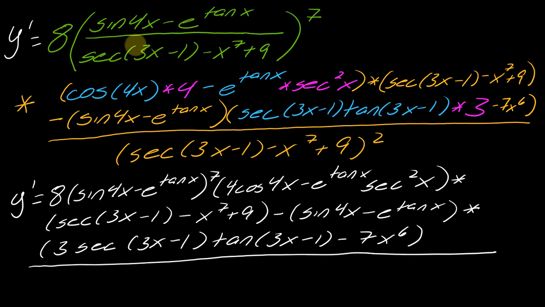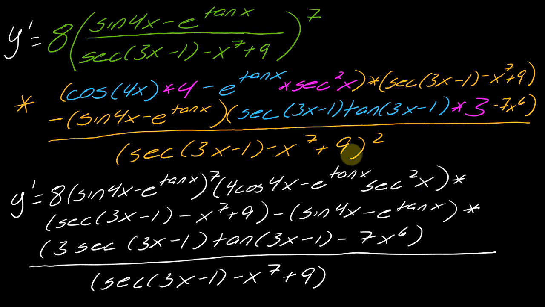Okay, so remember, we have this denominator to the 7th, and that's actually the same denominator here. So notice those are the same base, so I can add the exponents. So in the denominators of all that stuff that I can't even fit on screen, and then secant 3x minus 1 minus x to the 7th plus 9, and then I take the 2 plus the 7, and this will be to the 9th power. And so that's really as good as it gets.